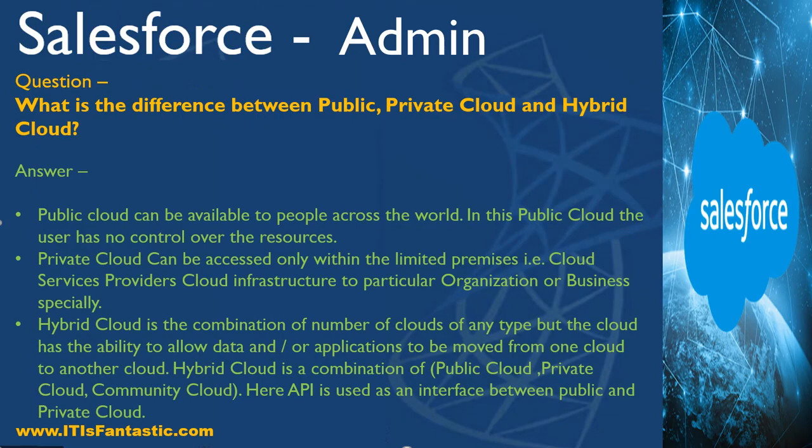What is the difference between public, private cloud, and hybrid cloud? Public cloud can be available to people across the world. In this public cloud, the user has no control over the resources. Private cloud can be accessed only within limited premises, that is, cloud service provider's cloud infrastructure is for a particular organization or business specifically. A hybrid cloud is the combination of a number of clouds of any type, but the cloud has the ability to allow data and/or applications to be moved from one cloud to another cloud.